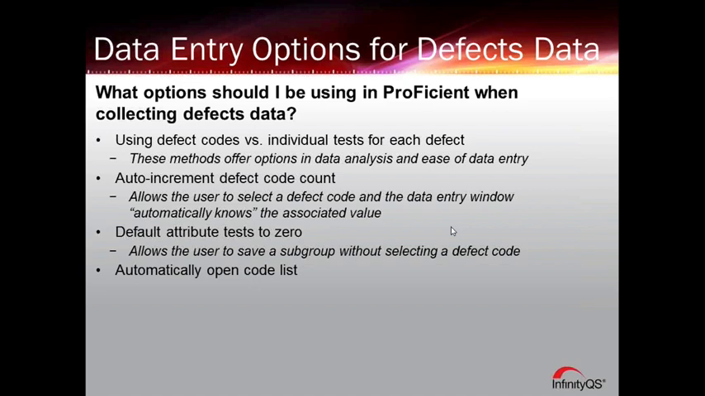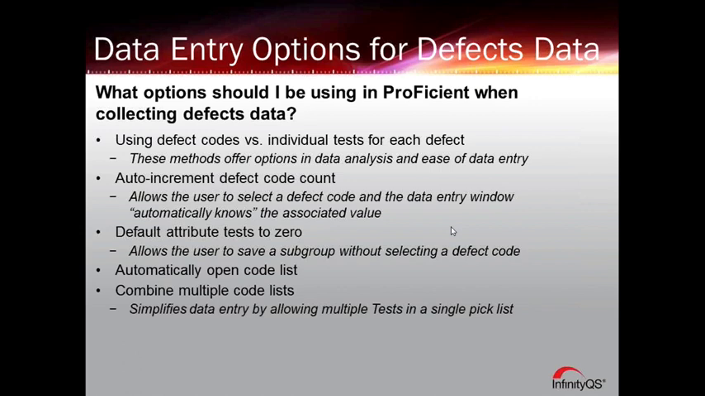There's an option to automatically open the code list. That just opens the list of defect codes for the users. Pretty self-explanatory. There's an option to combine multiple code lists. So if I have multiple things that I'm looking for, I can allow the user to just have one long pick list. And I'll show that in our demonstration. Makes things a lot easier for the user.